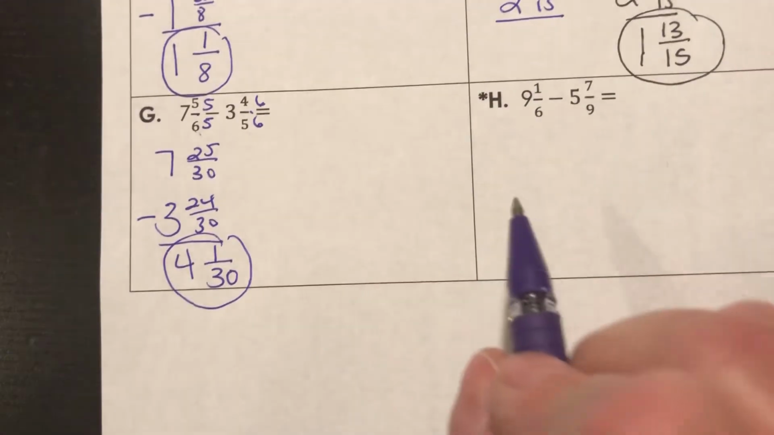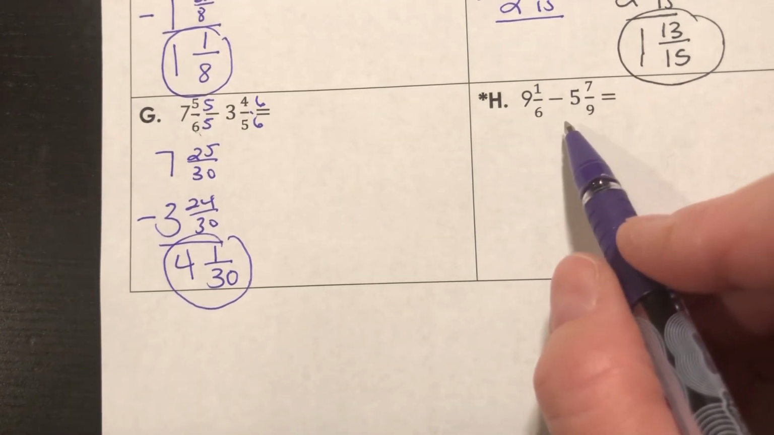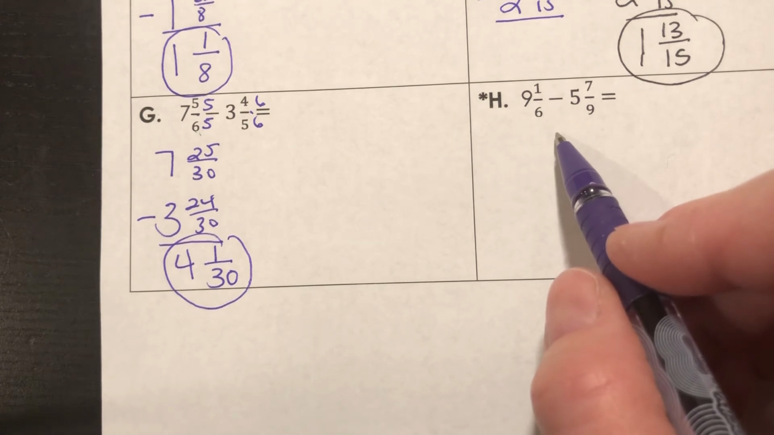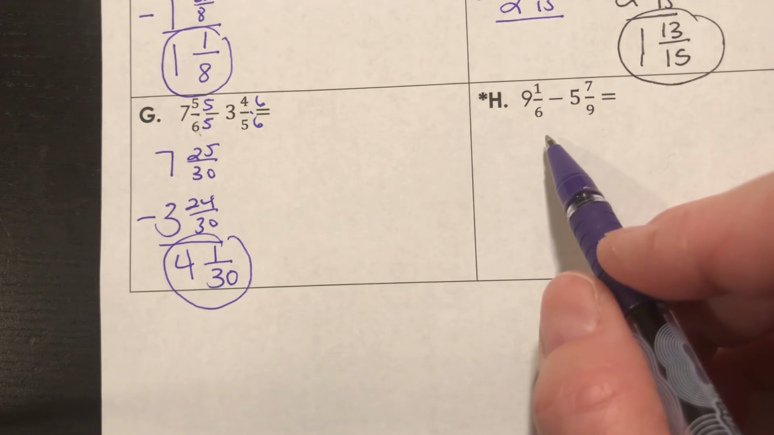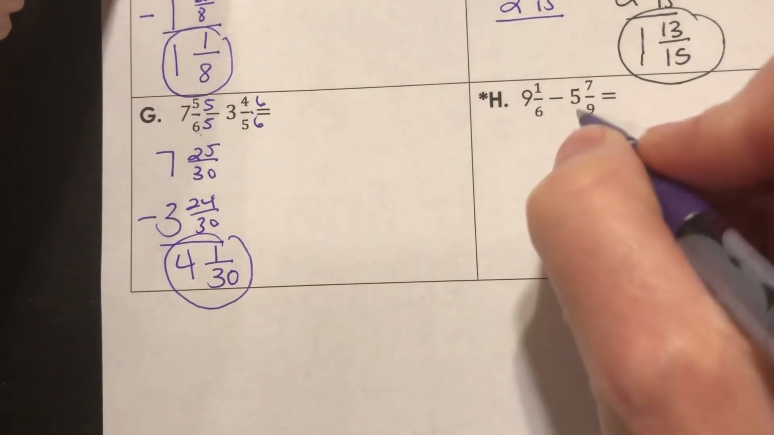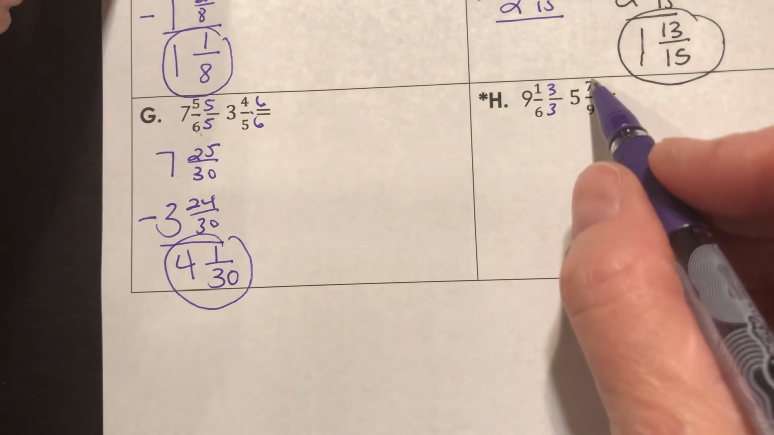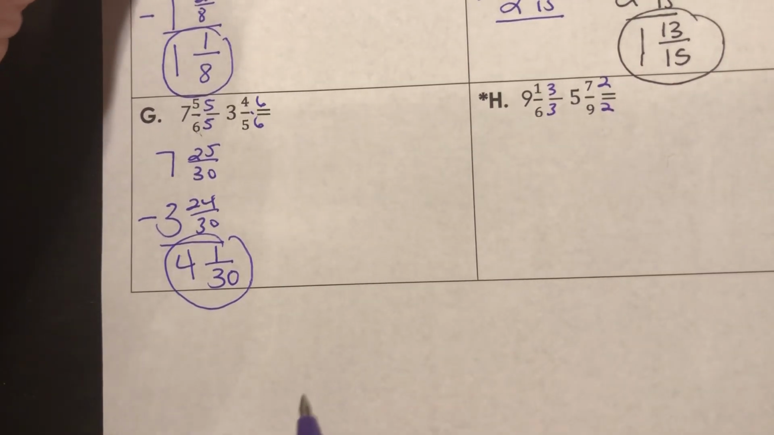All right, last one. Yes, it has a star. It has a star because I can't multiply 6 by something to get 9, but the LCM of 6 and 9 is not their product. It's not 54. The first multiple that 6 and 9 would have in common is 18. So 18 is the LCM of 6 and 9. That means that I can just multiply 1/6 by 3 over 3, because 6 times 3 is 18. And I can multiply 7/9 by 2 over 2, because 9 times 2 is 18.